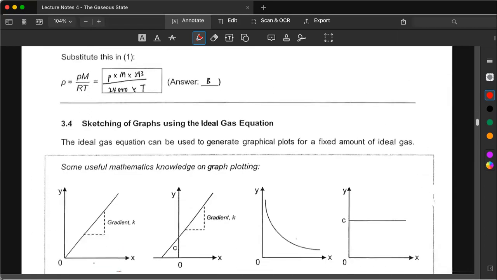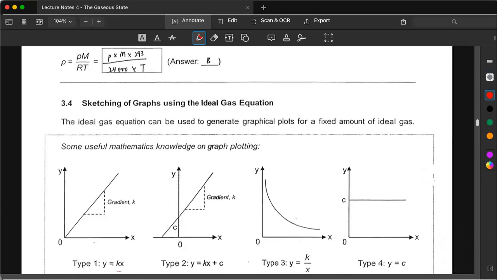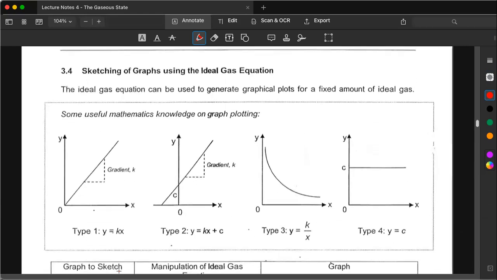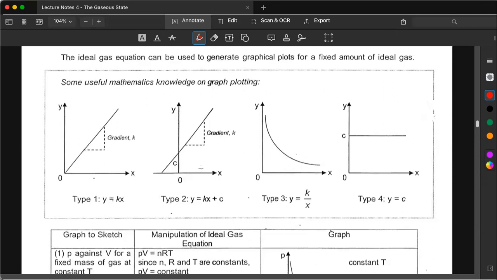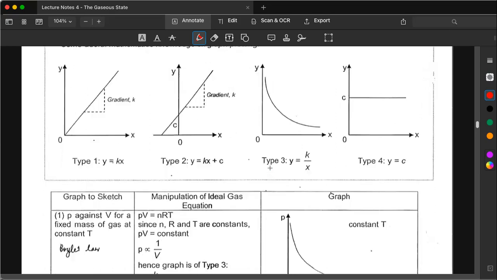Now, next, how do we sketch graphs using the ideal gas equation? So we can actually generate graphical plots for a fixed amount of ideal gas. So these are some basic knowledge on graph plotting. So y equal to kx, where the graph cuts through the origin. If it doesn't, it's kx plus c. C refers to the y-intercept. If you have something like this, an inversely proportional relationship between y and x, it is y equal k over x. Or if something like this, y equal to c.